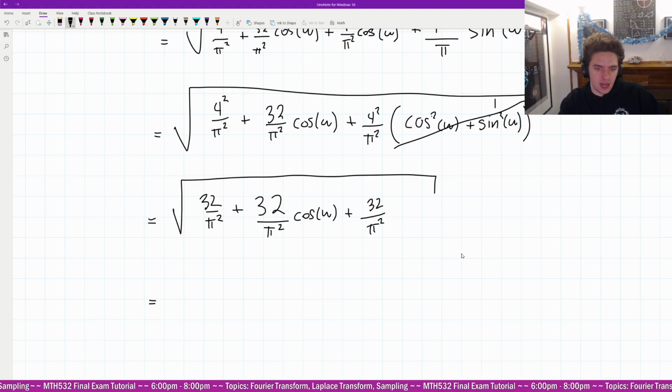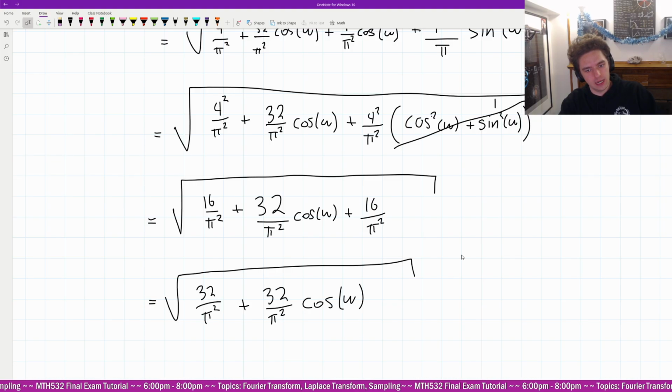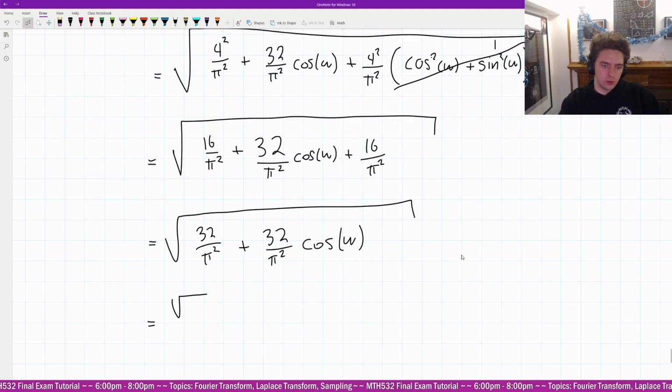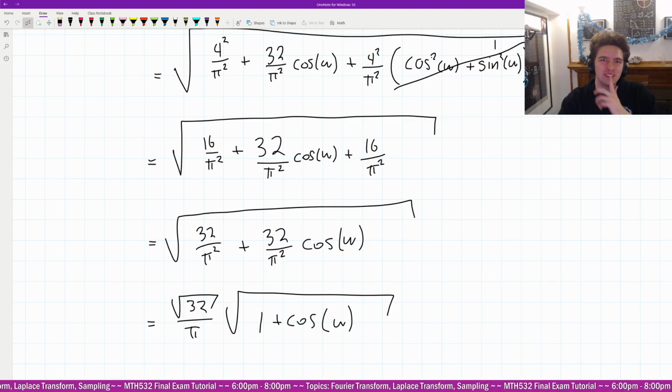So this is 16, this is 16, and then together they make 32. That's what I meant to say. So together they make 32 over pi squared plus 32 over pi squared cosine omega. I can take that out, so it's going to be root 32 over pi times root of 1 plus cosine omega. Oh, that's actually not simplified further. This is what it simplified to for the other one too.